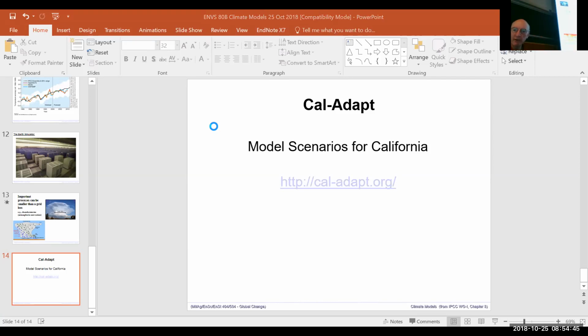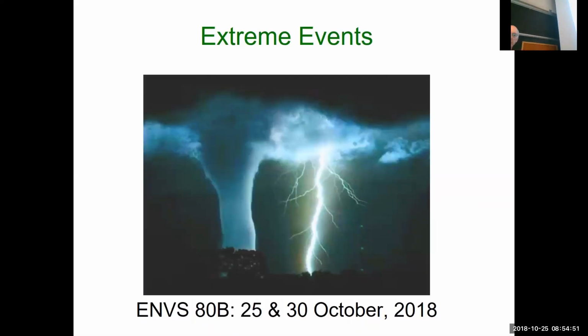Okay, so what I want to do now is to segue into extreme events. Because extreme events are important in this discussion of climate change impacts. Because extreme events are in some cases likely tied to climate change. In some cases, our understanding of how extreme events may be tied to climate change is not very well understood. However, it's extreme events that are often perceived by the public as signs that climate change is happening.